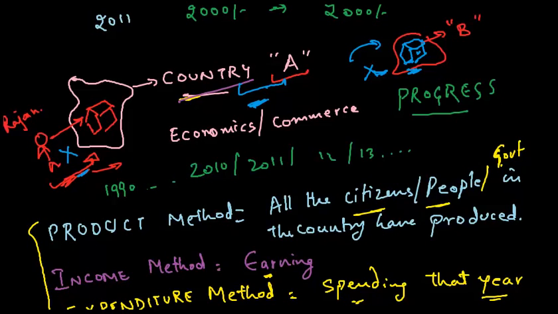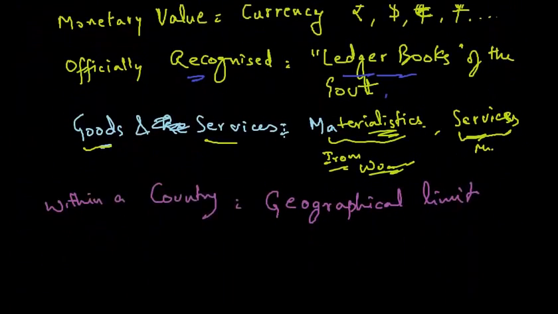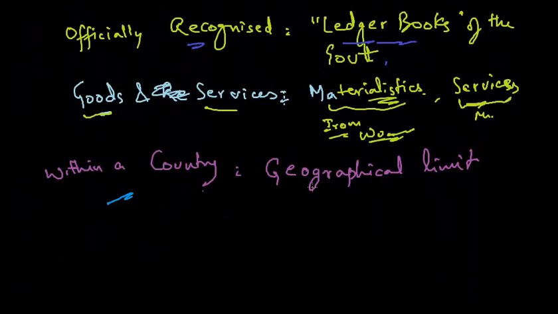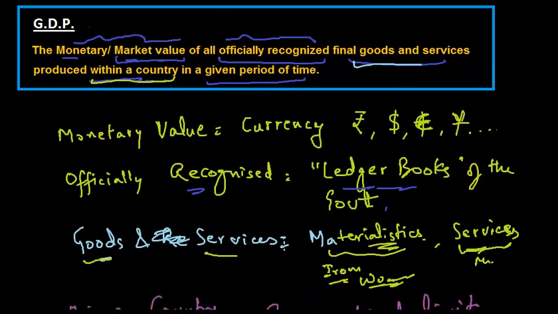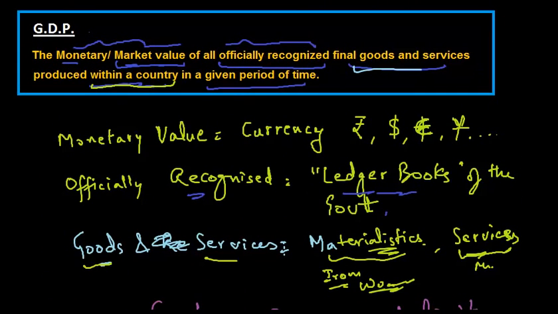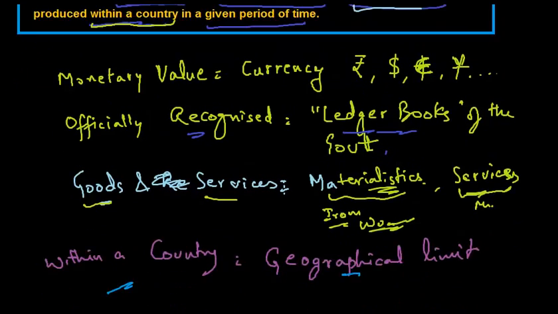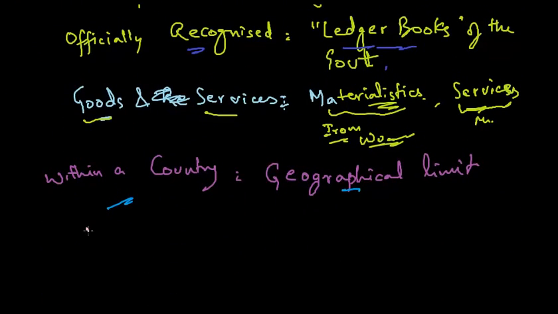So as we have said, it is within the geographical limits of the country only. And it says in a given period of time. Yes, it is again very important. It will usually be a year's time over which a country sees how much progress they are making.